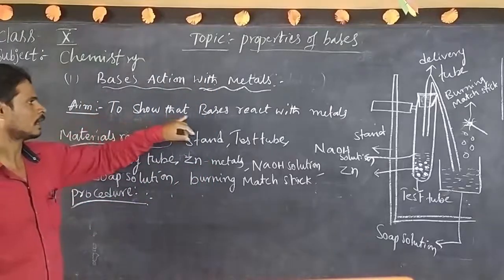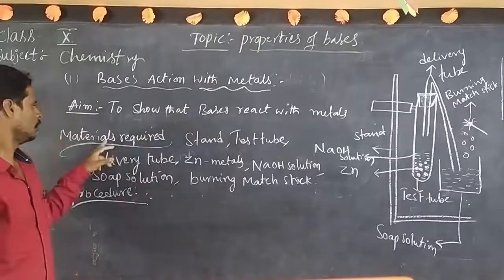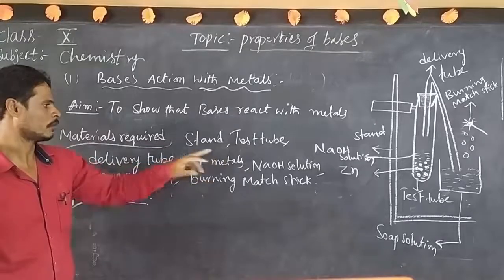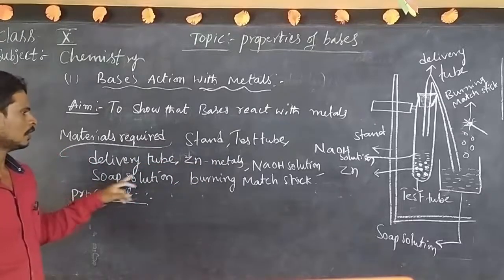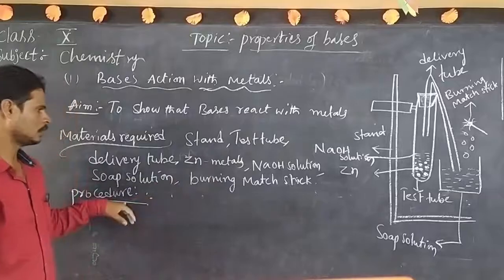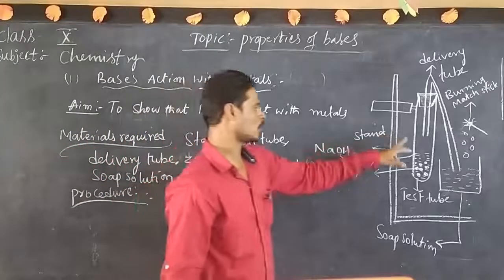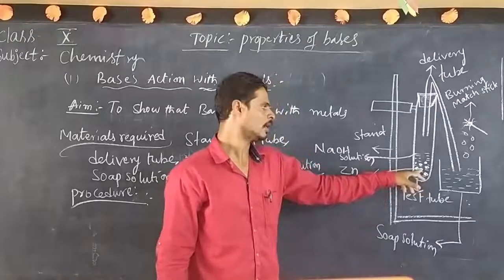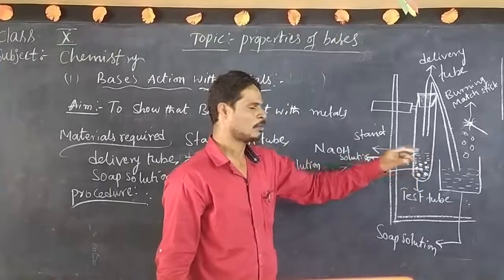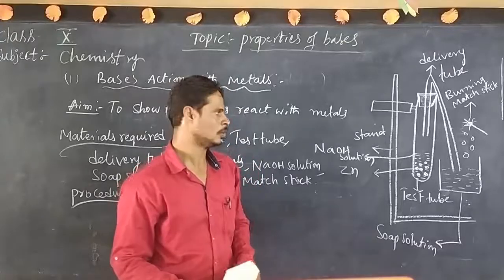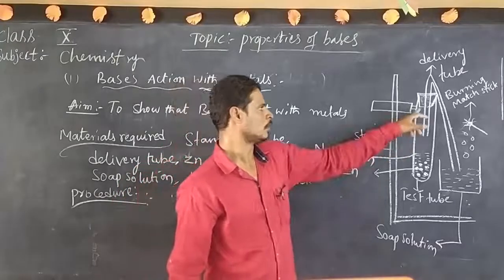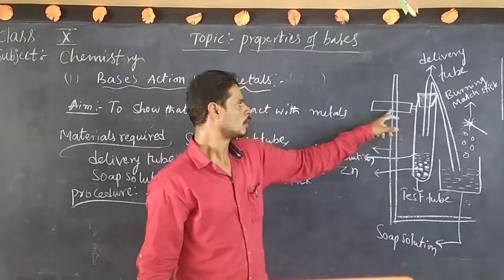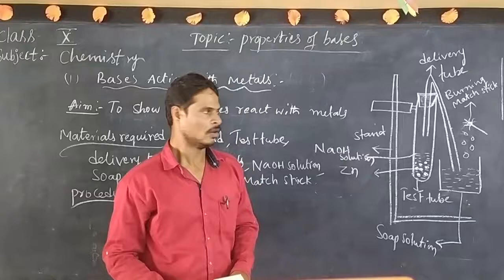First, to show that bases react with metals, the materials required are stand, test tube, delivery tube, zinc metal, sodium hydroxide solution, soap solution, burning matchstick. Then the procedure. Point number 1: take a small test tube and add a few grams of zinc metal. Again add some amount of sodium hydroxide solution. Close this test tube mouth with the cork. Then hold this test tube with the help of the stand.